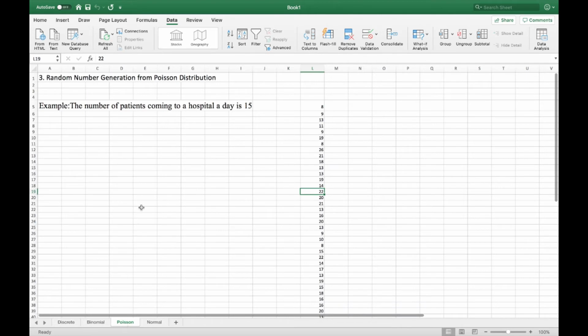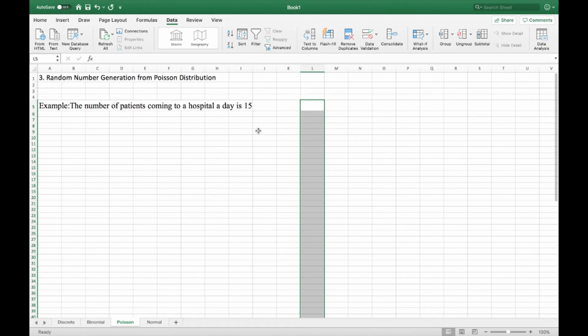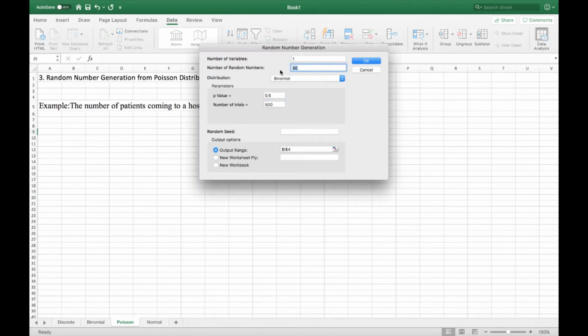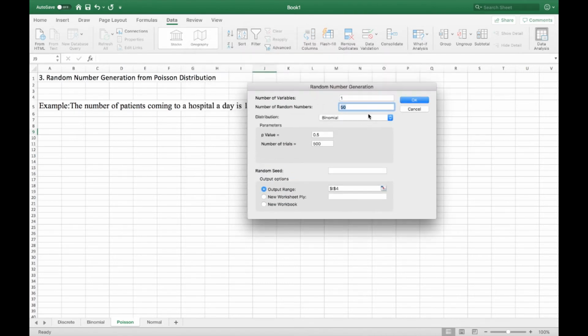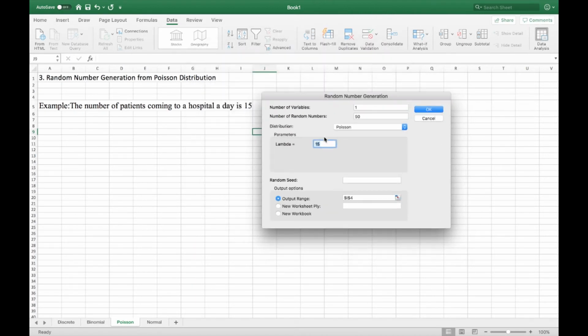And then we would like to talk about the Poisson. This is the example on the slides. The number of patients coming to a hospital a day is 15. So just the same, the number of variables is the same, and we need to change this one from binomial to Poisson. And the lambda in this case is 15.